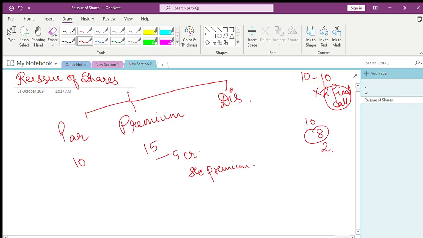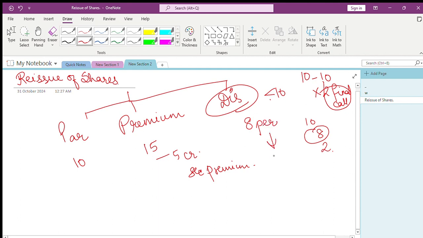But we have an option available. We may issue it at discount, that means at a price less than rupees 10. Now how much less? That can be what we have already received. So on this share, what we have received is 8 per share.